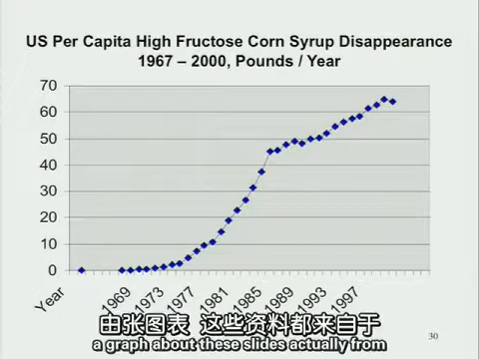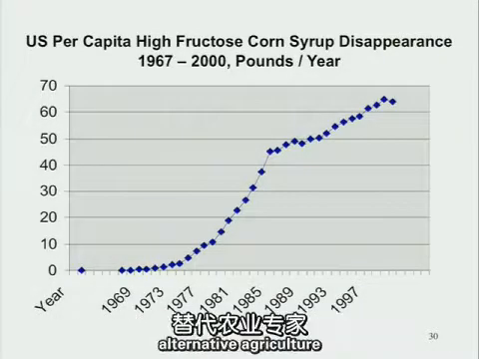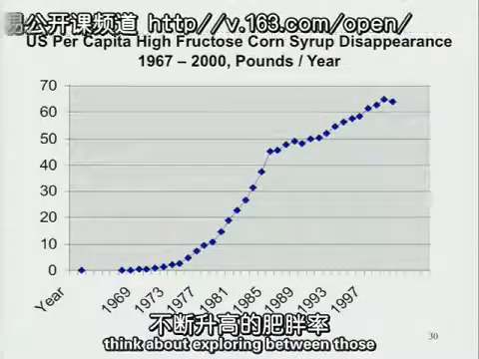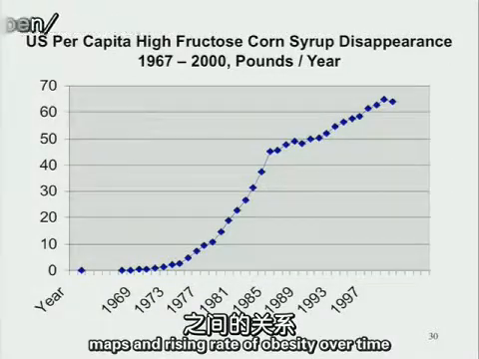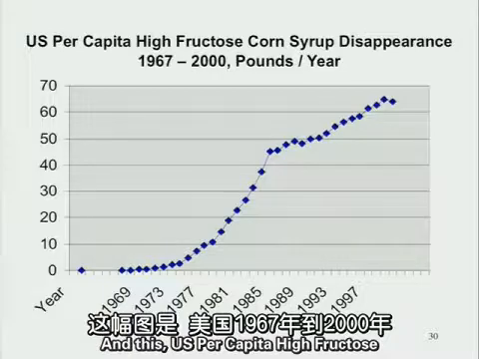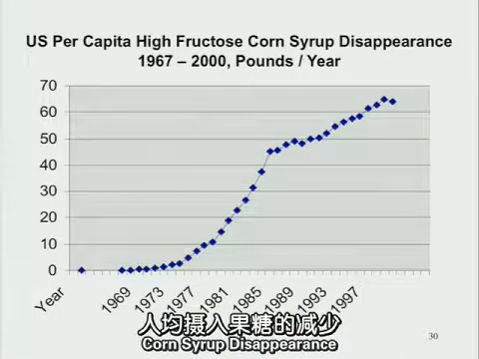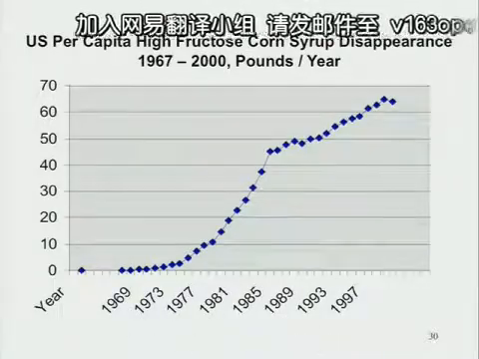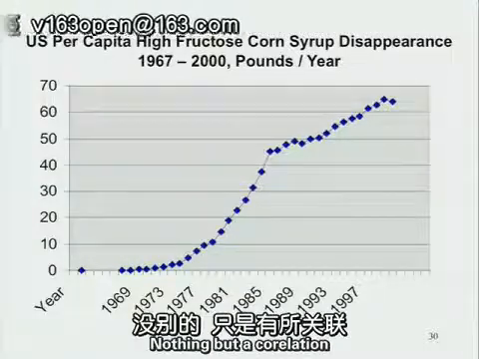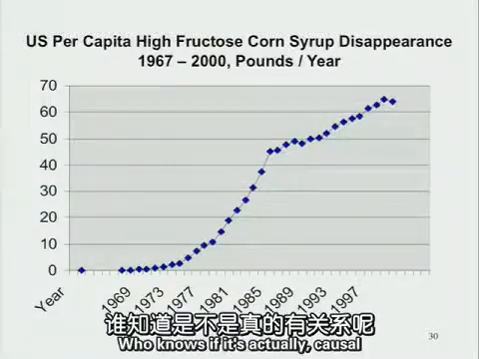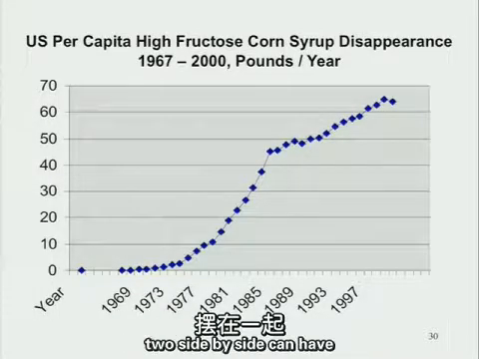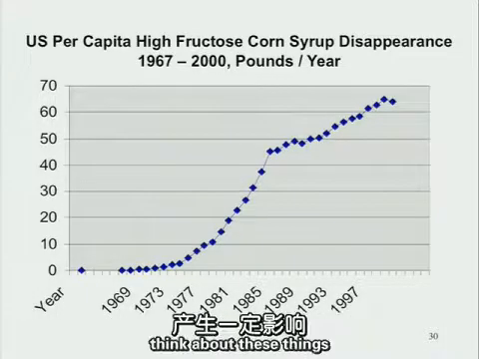And here's a graph. I borrowed these slides, actually, from Fred Kirshenman, who's an expert in alternative agriculture. And he suggests that there's some kind of relationship that we should think about exploring between those maps and the rising rate of obesity over time and this: U.S. per capita high fructose corn syrup disappearance, 1967 to 2000, pounds per year. It's a correlation, right? Nothing but a correlation. Who knows if it's actually causal? But the simple depiction of the two side by side can have a powerful effect on how people think about these things.